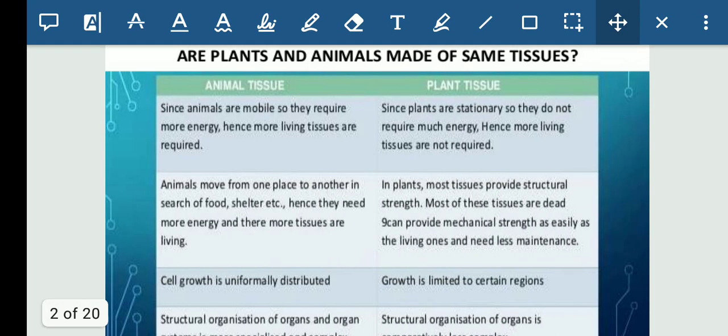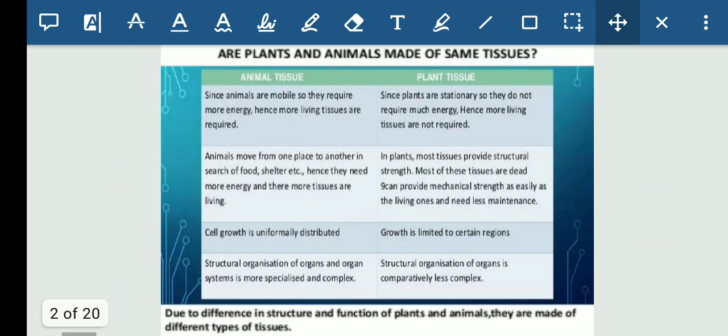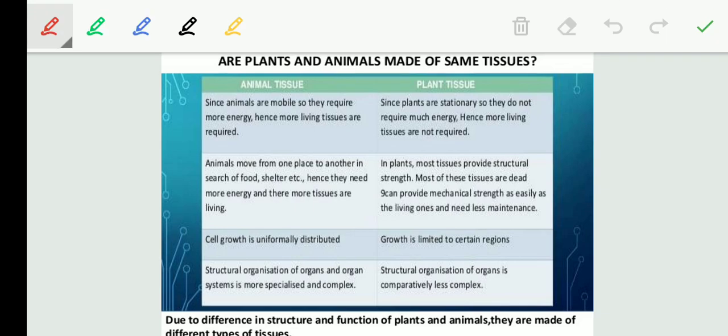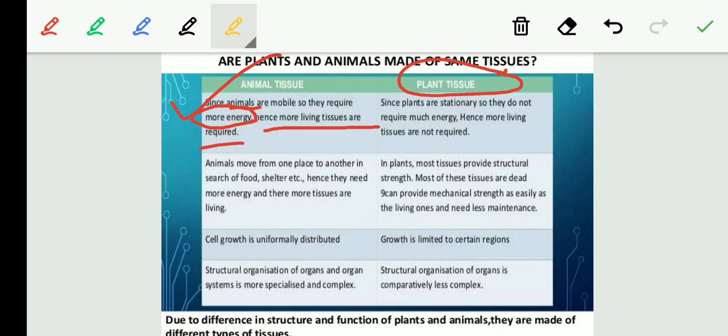Now, we should know what exactly the difference is between animal tissue and plant tissue, right? So you can read out the first point here. Since animals are mobile, they require more energy and hence more living tissues are required. So we know, students, we are also animals, we require a lot of energy, right? Because we have to move, we are mobile organisms. But talking about plant tissue, they do not have to move, right? That is why they do not require much energy. I hope I am clear, students.